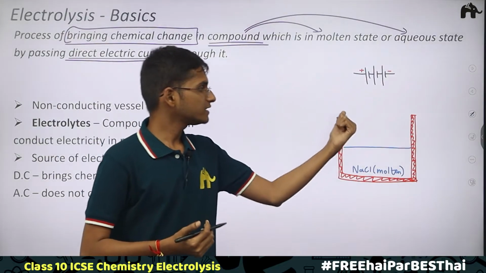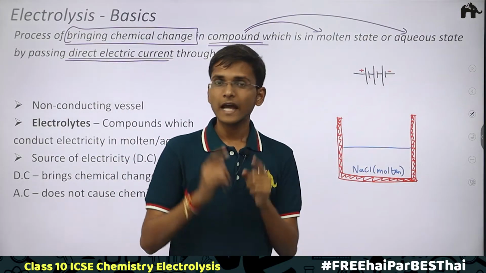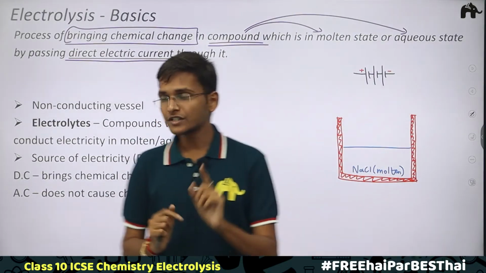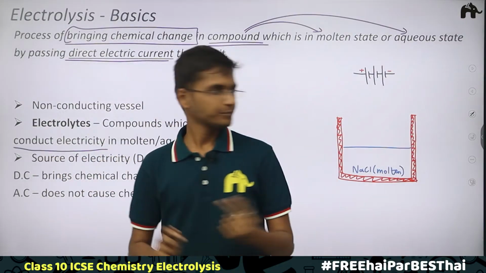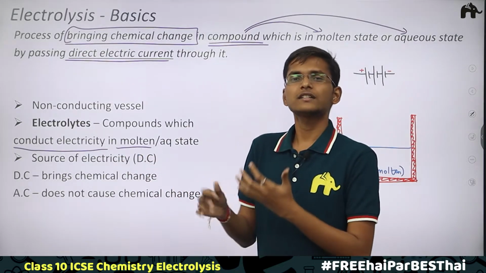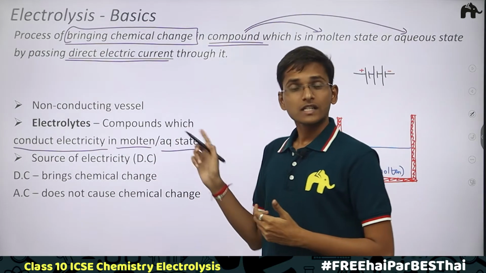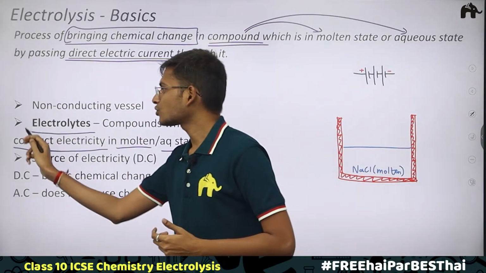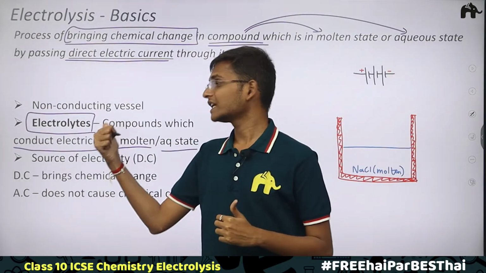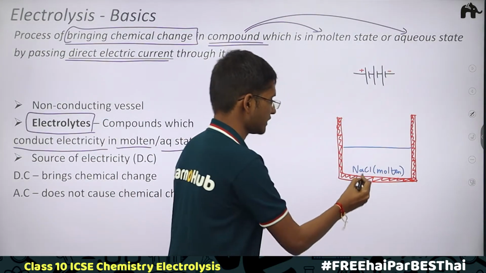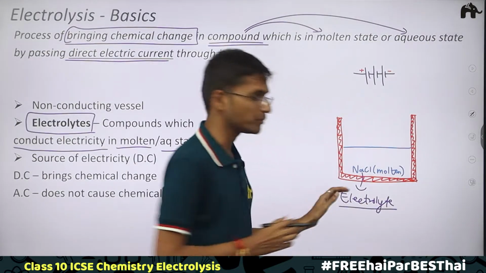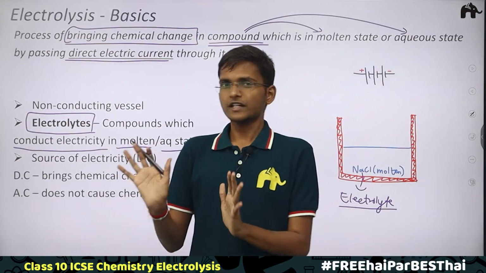So this means that it is conducting electricity, and such compounds like NaCl which conduct electricity in their molten state, or they may conduct electricity in their aqueous state, such compounds are called electrolytes. Clear? So here NaCl is our electrolyte. Clear? Let me write it. So this is the first most important thing you need to understand in electrolysis. So we are done with it right now.